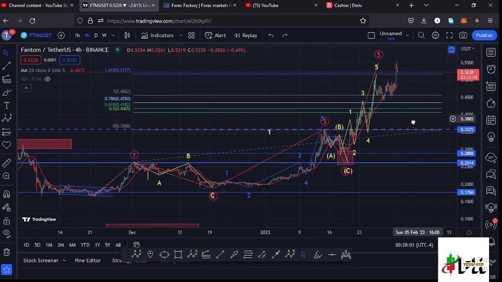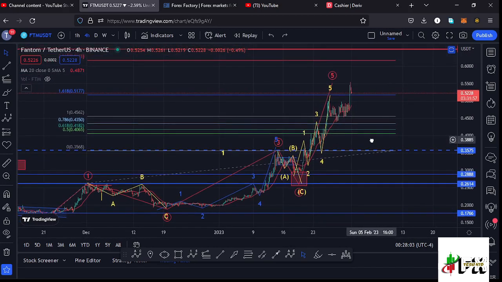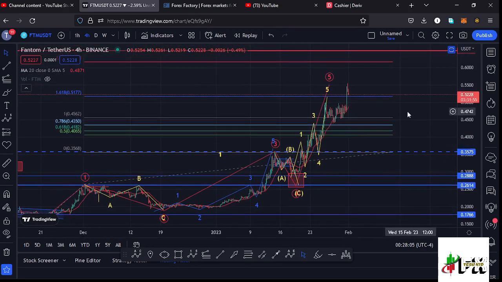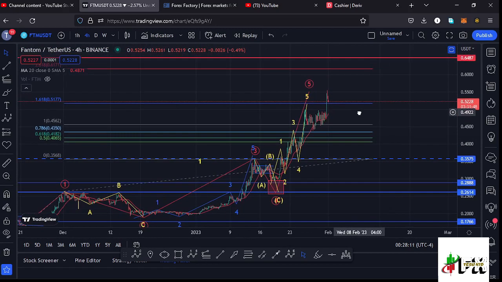That gives me a minimum target area to the upside in the formation of that wave 5 at the fib level 1.618, which perfectly lies at around the $0.5177 mark, which is a target area that we have now fully maximized, and we have continued pushing even higher and made a high at around the $0.55 mark in what we are terming as the formation of that wave 5.